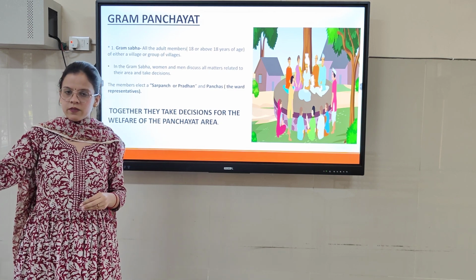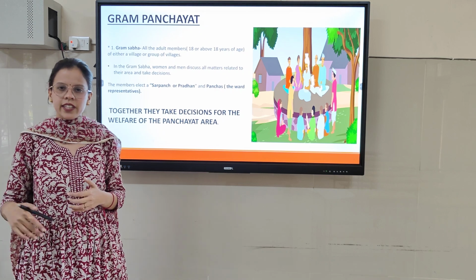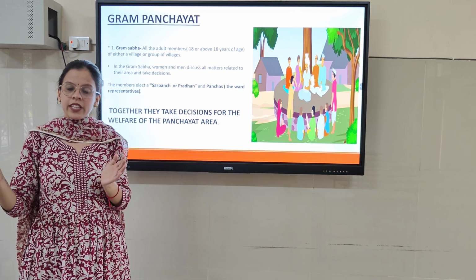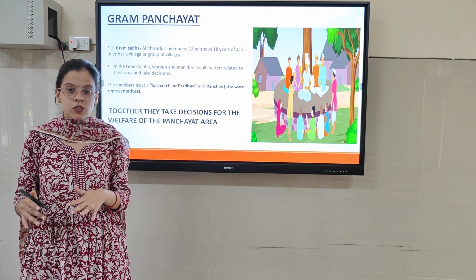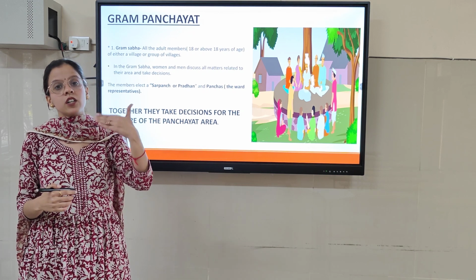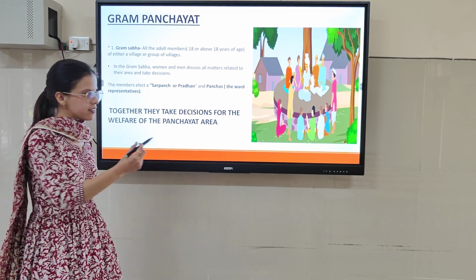Suppose there is a pole which needs to be repaired, or there are no proper roads in a particular area. In certain areas there are electricity issues. So all these people, the adult people, are well aware of their village problems. So they will be conveying these problems to the authorities. Now who will be those authorities? We will study in the next slide.